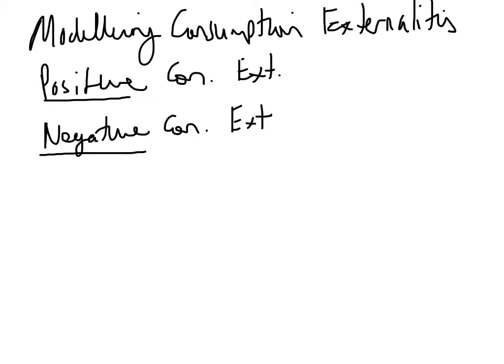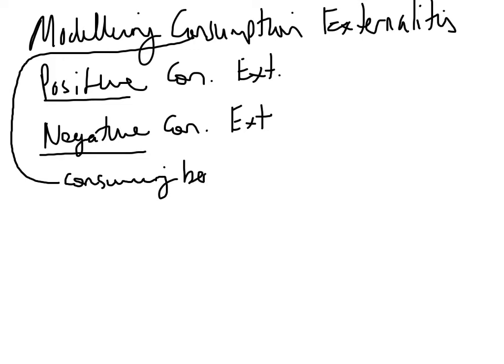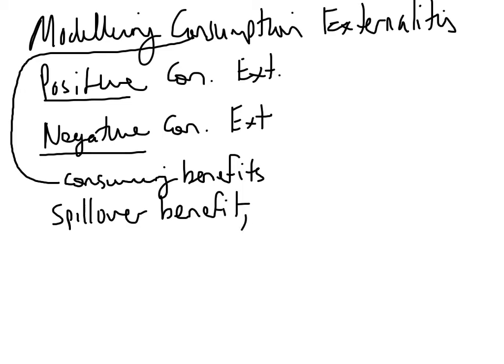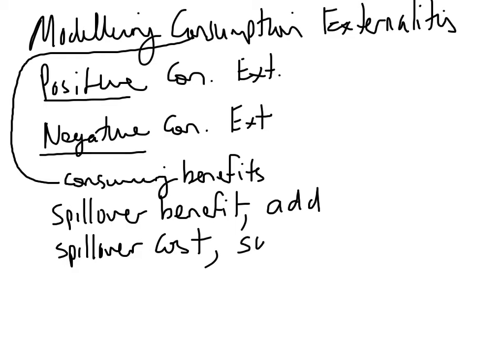Now, just to help us out with our accounting, remember that consumption is about consuming benefits. It's not about generating costs. So if you've got a spillover benefit, then what's the rule going to be? That's right, it's going to be adding. You have to add. If you've got a spillover cost, then it must be that you subtract.